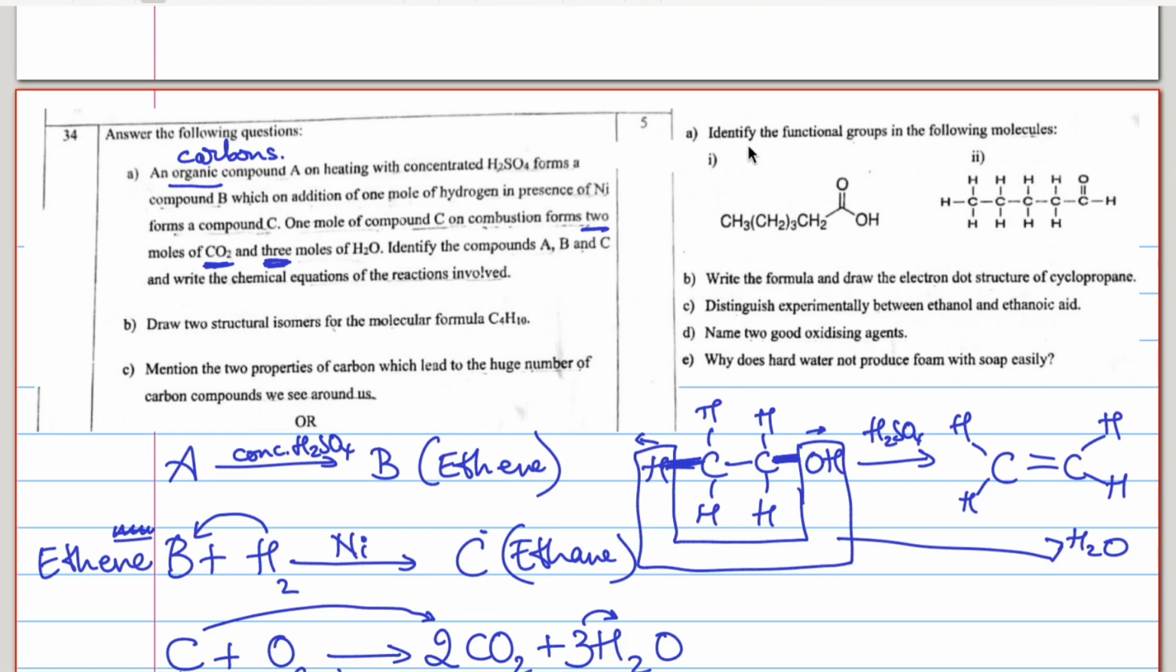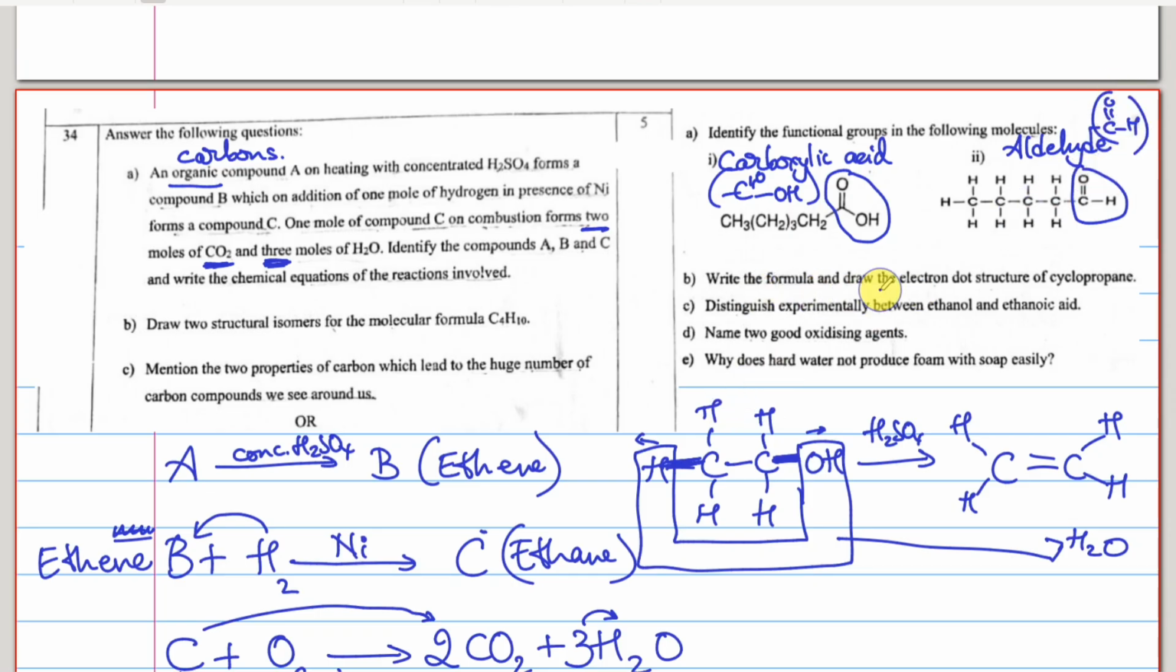Next, we had a sub question: identify the functional groups in the following molecules. So here we can see it is COOH. COOH will be carboxylic acid. So we'll write carboxylic acid is the functional group with C double bond O and OH as the functional group. And in the second case we have CHO or aldehyde. Aldehyde is a functional group with C double bond O and H as the functional group structure.